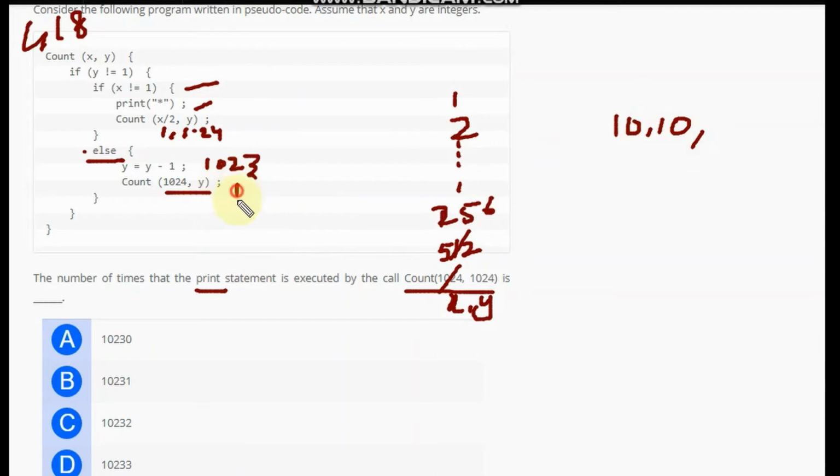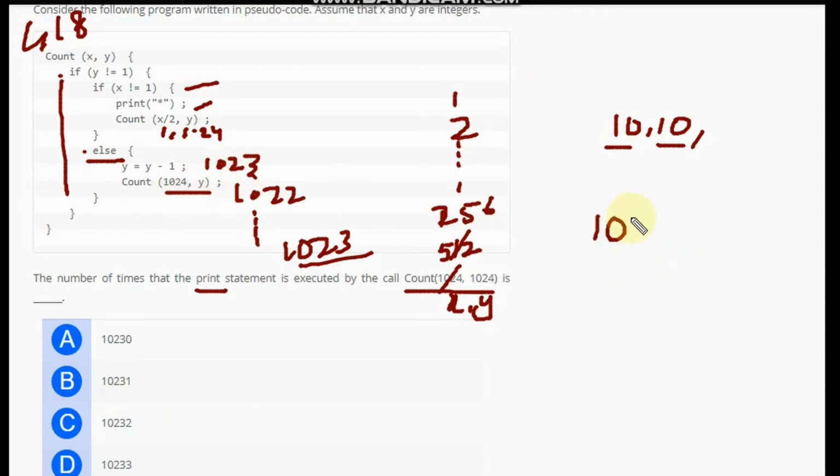Okay, again this value will be reduced to 1022, so it will be executing 1023 times, and every time this printf will be executing 10 times. Okay, so why 1023 times? Because at the 1024th time this condition will be false, and that's why it will come out of this condition. Okay, so because of y, this will be executed 1023 times, and every time this printf will be executed 10 times.